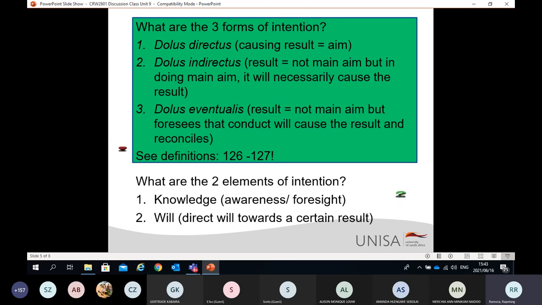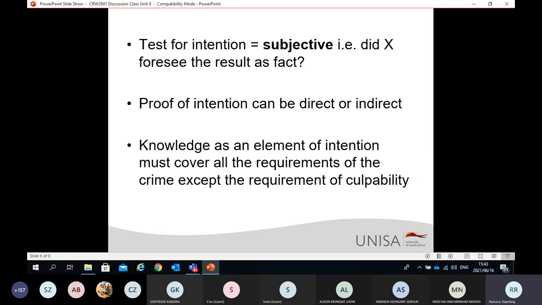So the more you read the reasoning of these courts or these forums, you actually do realize that there is an element in which they reason, or there's a seeping in of an objective assessment to intention, which should not happen. As we will cover later on, the test for intention is subjective. We are not concerned with what a normal person in the circumstances of the accused should have foreseen and should have reconciled with. We are concerned with what did X actually foresee as the result occurring.